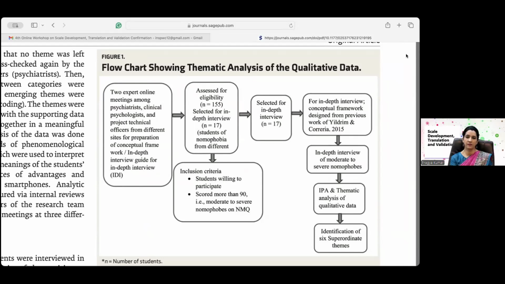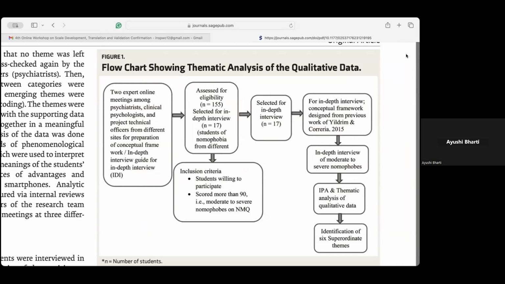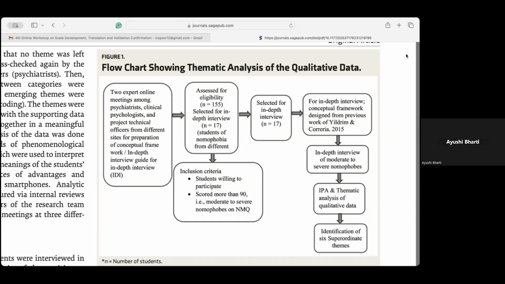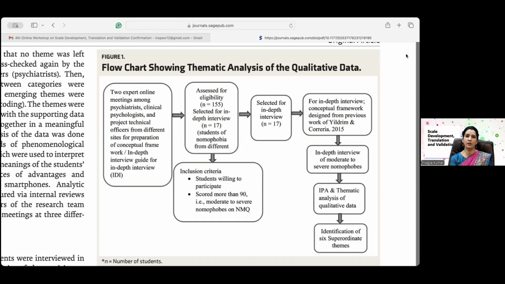And it was done during the time of COVID, so the data collection was not properly possible. We had to take online interviews of the students, and the students were from different streams, from other universities also. Yes, ma'am. So how was the data quality? Although we know, but I want you to share. That's why I'm asking.